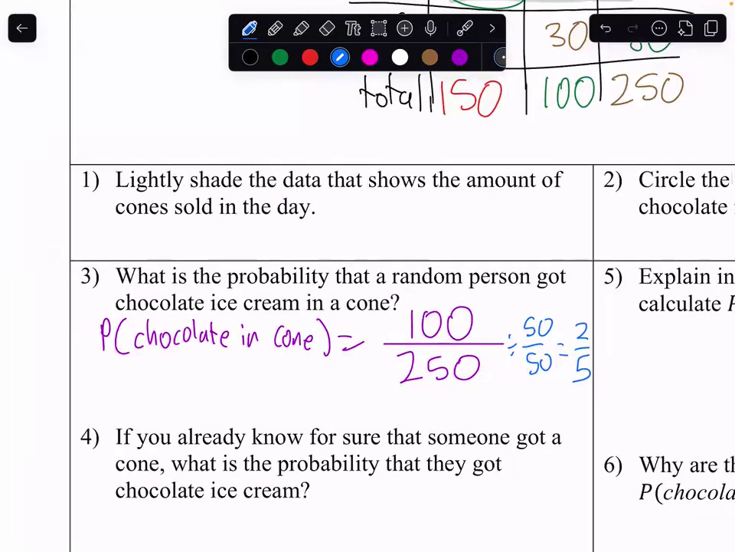Okay, so now we're gonna introduce a new type of probability. Sometimes you have a partial piece of information about the situation. Let's say that the person you talk to, you see them as they're throwing away the wrapper to their cone. So you know for sure they got a cone, but they already ate up all the ice cream, so you can't see what flavor it was, but you know that they got a cone. So what's the probability that this person got chocolate ice cream?